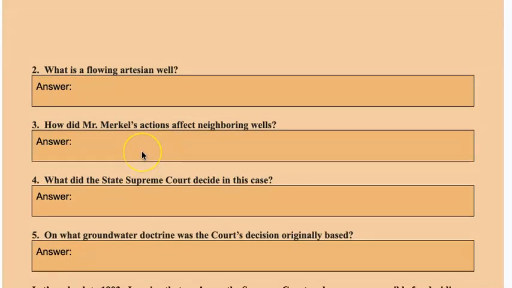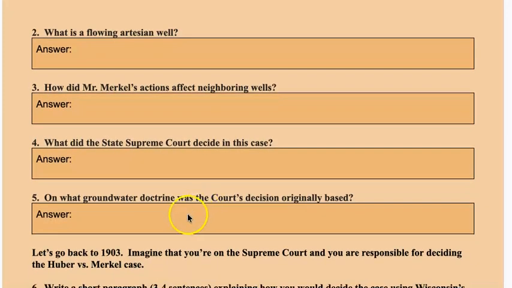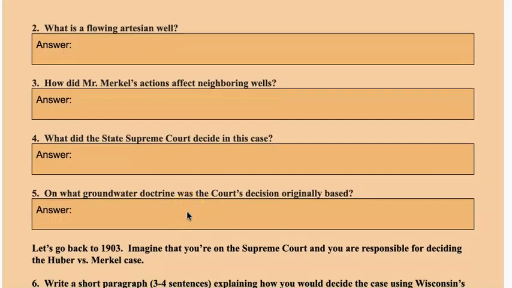3, how did Mr. Merkel's action affect neighboring wells? 4, what did the state Supreme Court decide in this case? 5, on what groundwater doctrine was the court's decision originally based? Hint, hint, let's think of the English.